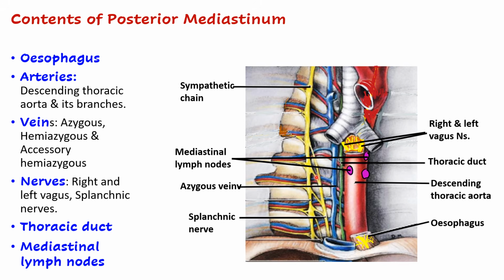So only one tube here, the esophagus. Artery, which one? Remember, the descending thoracic aorta. Veins, which one? The azygous system of veins. Nerves, which one? The vagus and the splanchnic nerves, those nerves which have to reach into the abdomen. Then the thoracic duct is there and mediastinal lymph nodes are present.